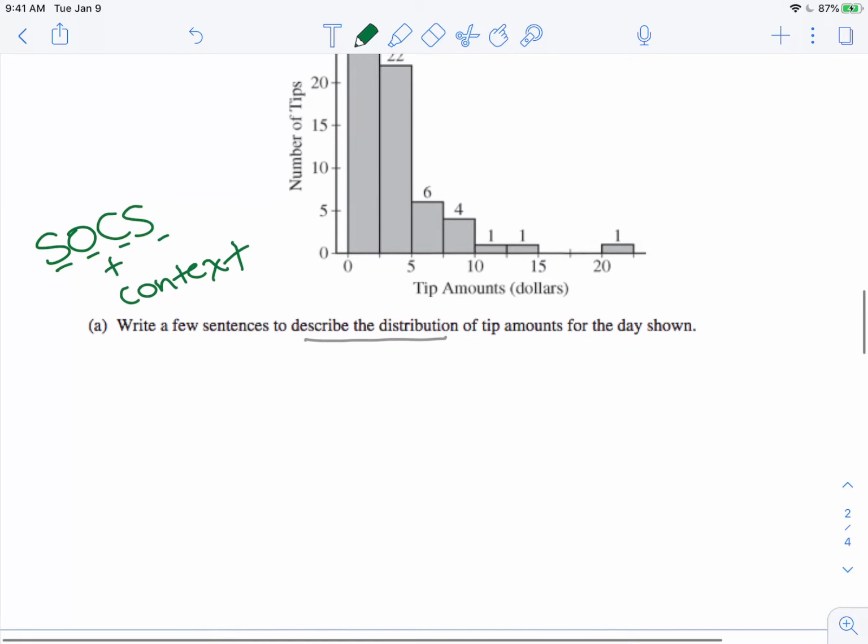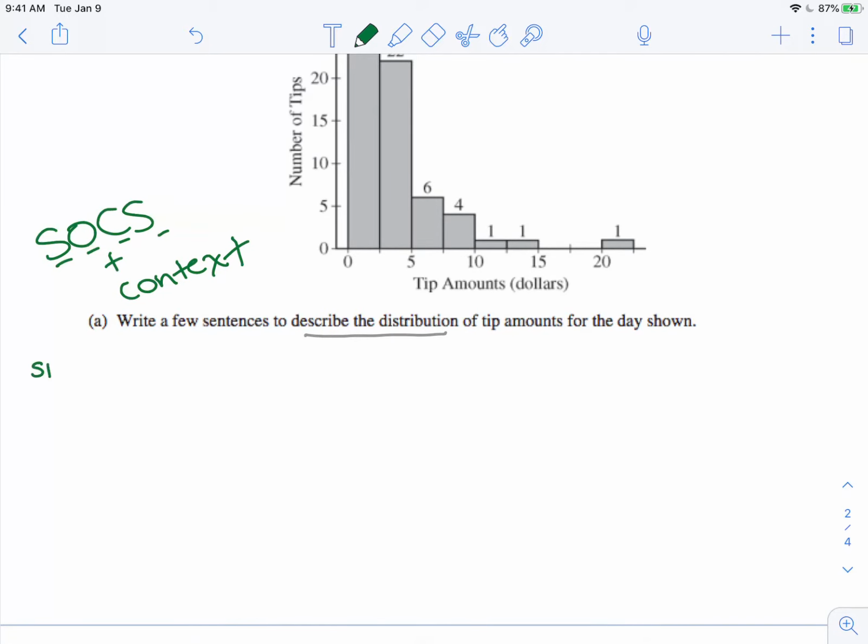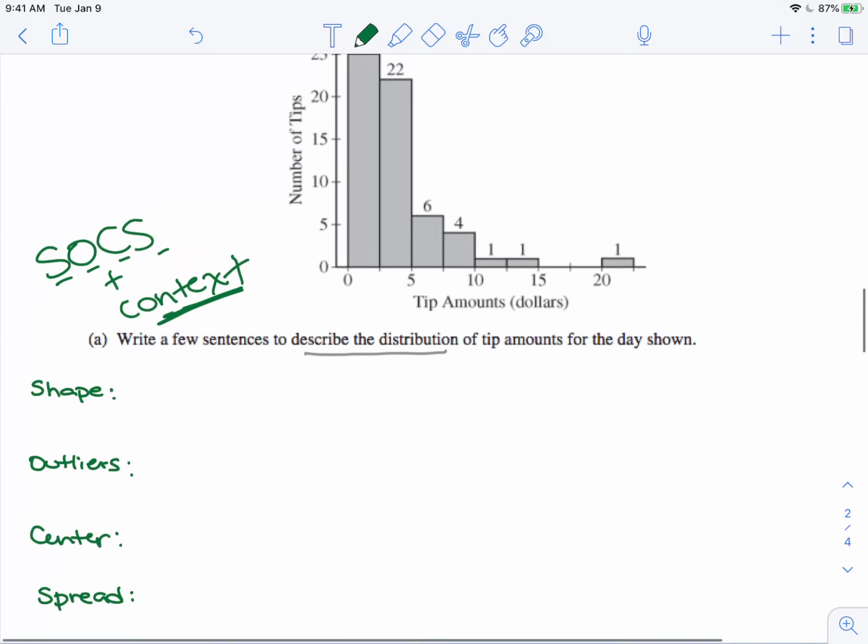So what I'm going to do is I'm going to do the context straight away in the shape. So we're going to come back to that. So shape, outliers, center, spread. Okay, I'm going to show you my thinking here. So I want to get context out of the way so I don't have to worry about it. So I usually do context for the very first thing I do, which is shape.